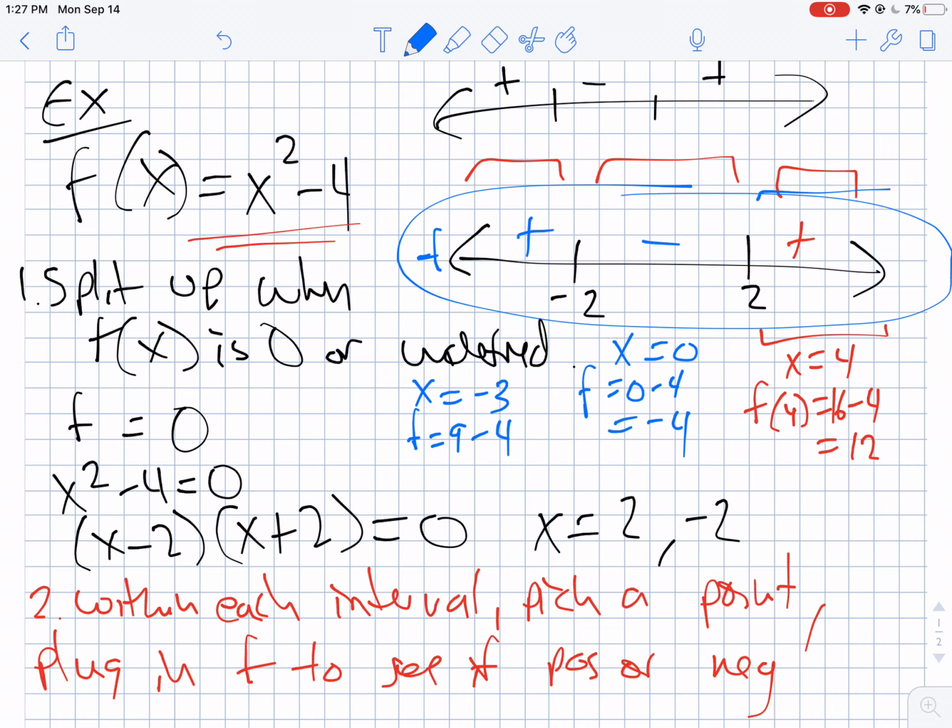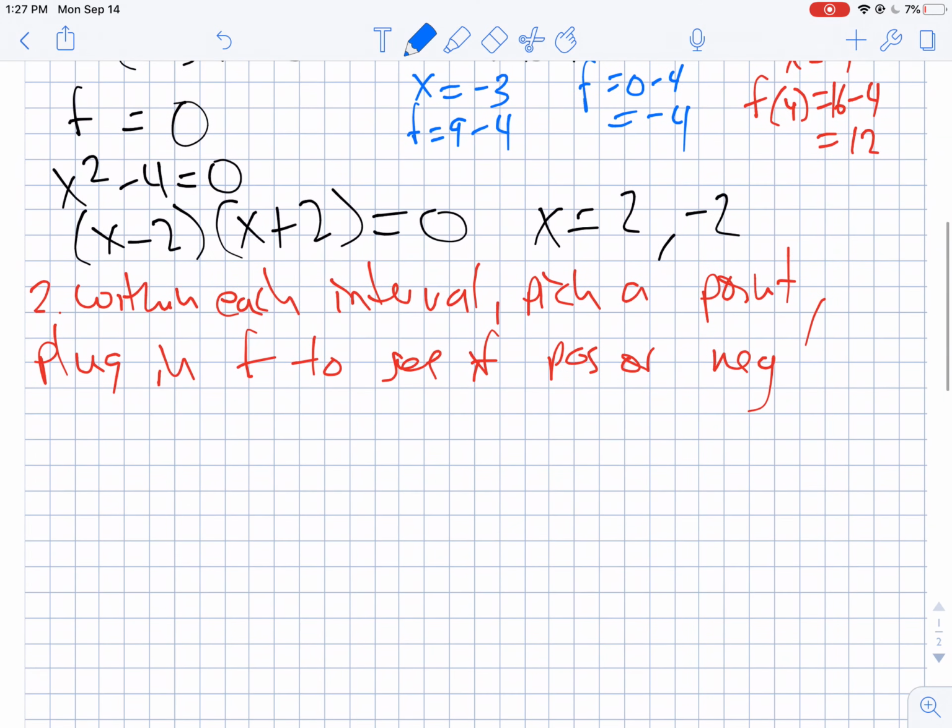So it's saying everywhere bigger than 2, f is positive. Anywhere between negative 2 and 2, it's negative. Anywhere smaller than negative 2, it's positive. And the reason you split it up where it's 0 is because that's where it's switching signs. That's where it goes from positive to negative, or vice versa.